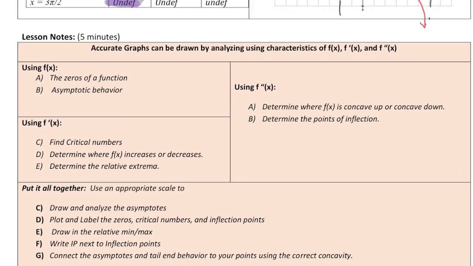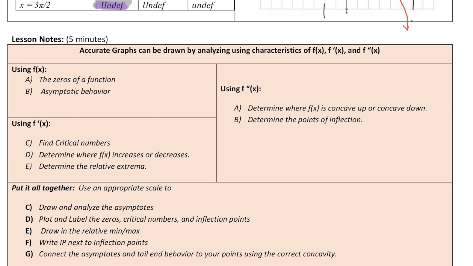For your lesson notes today, I want you to draw accurate graphs. And in order to draw these graphs, you're going to analyze all the different characteristics of f of x, f prime of x, and f double prime of x. From f of x, you should get your zeros and figure out your asymptotic behavior. F prime of x provides your critical numbers. Once again, that's where your derivative equals 0 or does not exist. You should determine where f of x is increasing or decreasing and determine the relative extrema.